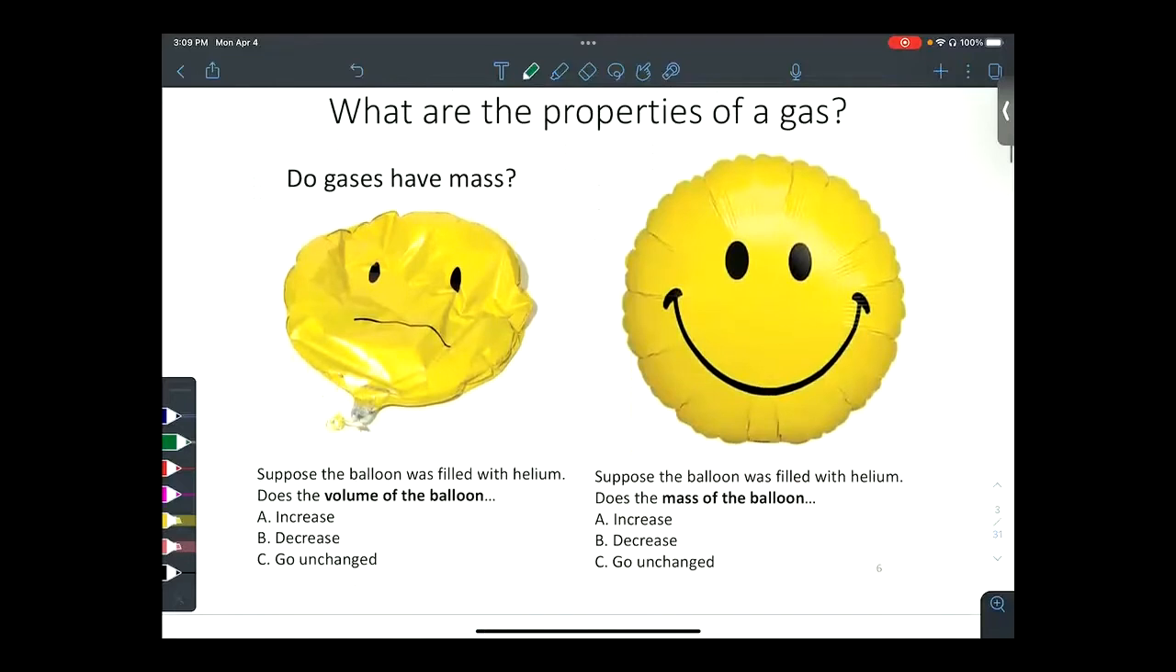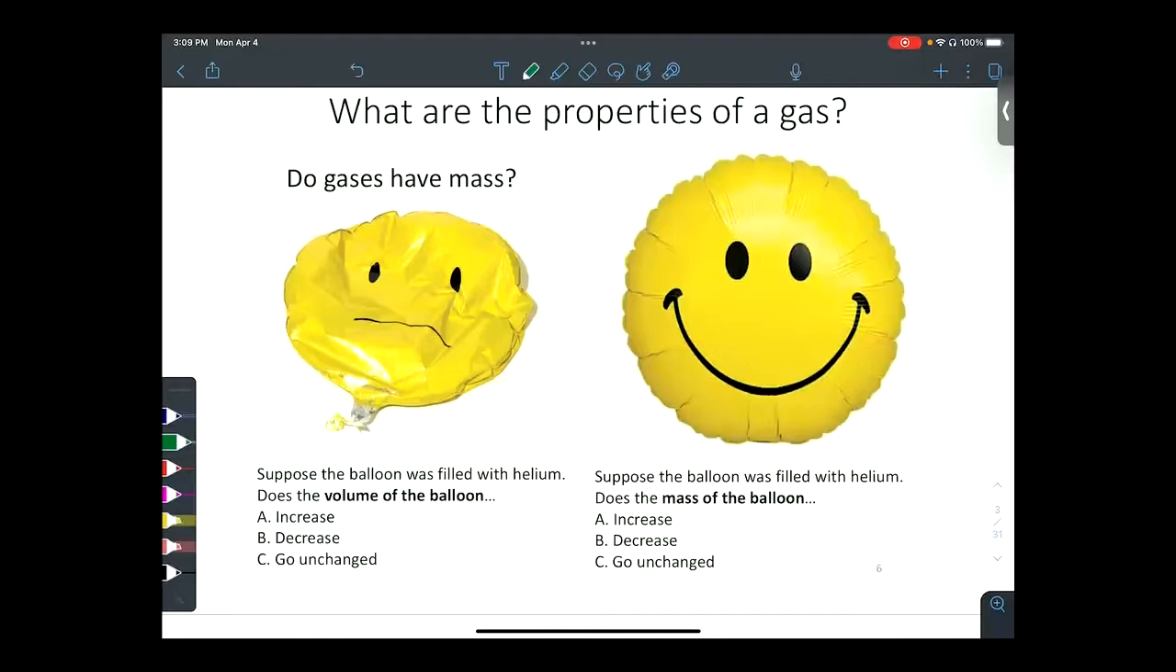All right, let's squash some more misconceptions. I got a balloon and I fill it up with helium. We've seen helium balloons, right? If I fill up that balloon on the left with helium, how does the volume change? The volume of the balloon, does it increase, decrease, or go unchanged? It increases. Okay, good, don't think about it too much. Yes, it increases. You go to Party City, they fill up the helium balloon, the balloon gets bigger, and you can see the lovely face that's on the balloon.